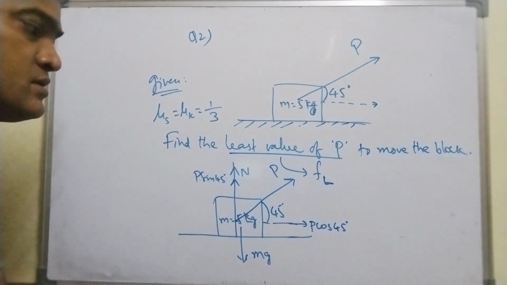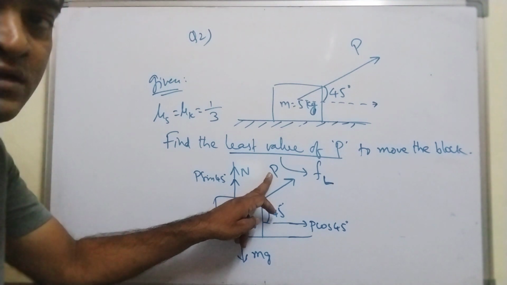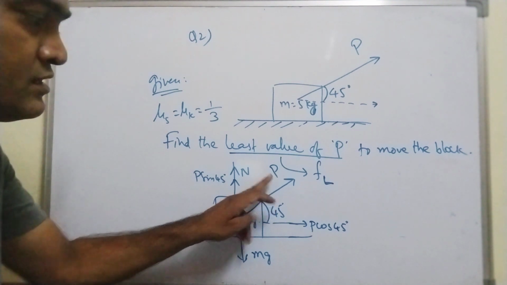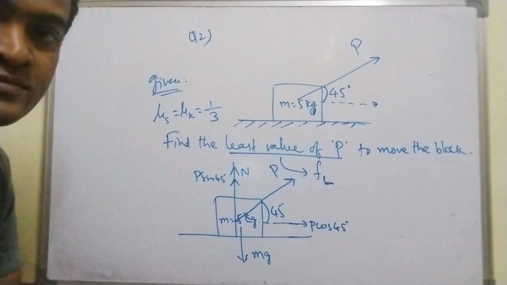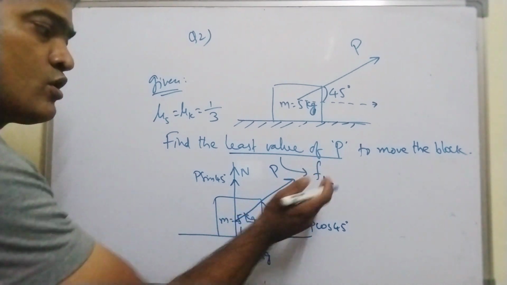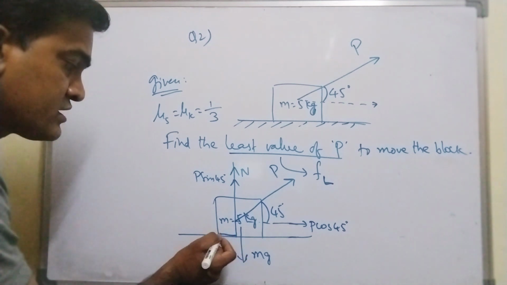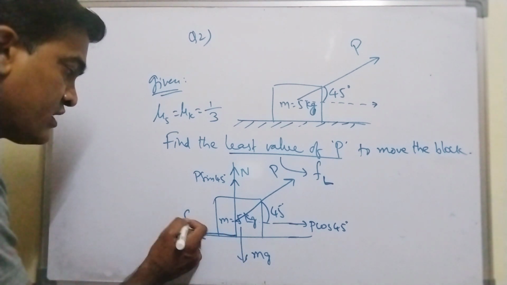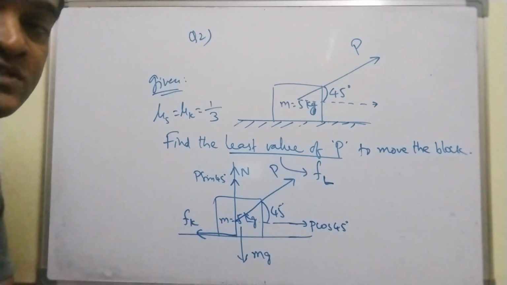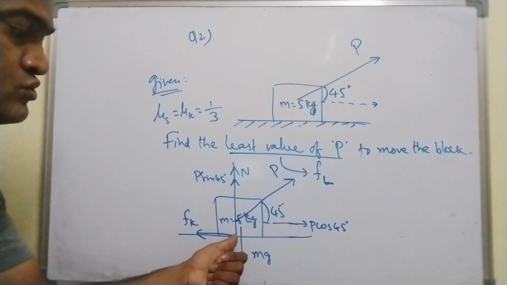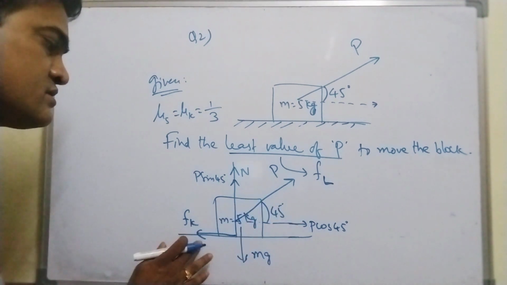Now when you pull this block with a force of P Newton, by common sense you can tell this block will move towards the right side only. It cannot move towards the left, because you are pulling it, is it not? When you pull this block towards the right side, in which direction will friction act? Friction will act in the opposite direction. This is Fk. Friction always acts tangential to the surfaces in contact. Friction always shows at the bottom between the surfaces in contact. This is P and this is Fk.